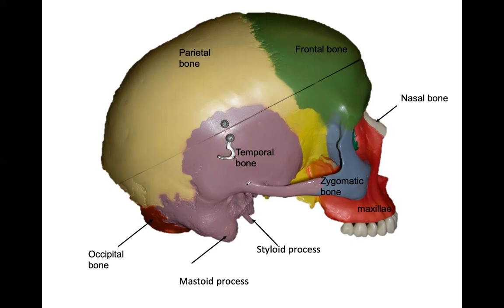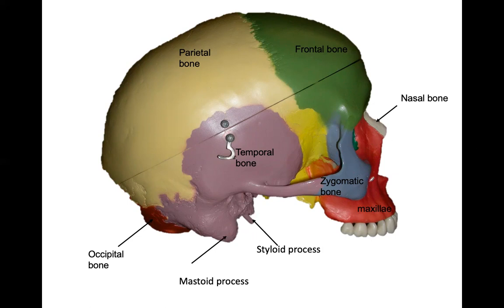Coming off of your temporal bone, you have two structures. This kind of bony protrusion is called the mastoid process. This is an actual structure that you can feel by rubbing right behind your ear. You can feel a kind of bump right behind your ear. That little bump is your mastoid process. And then you have another sharp extension coming off of your temporal bone called the styloid process. So make sure you can distinguish between these two.